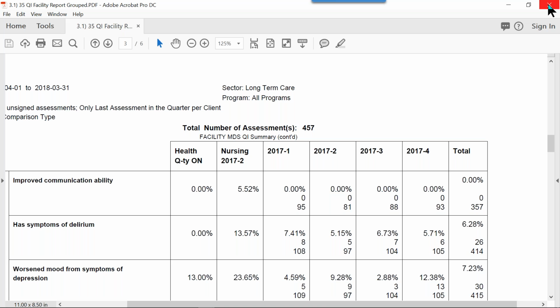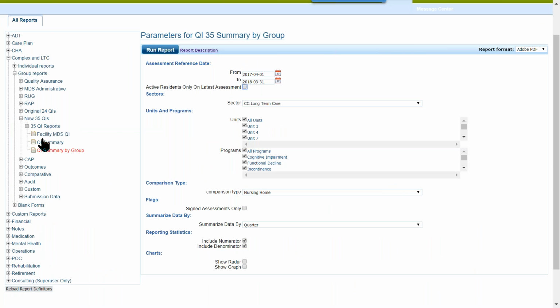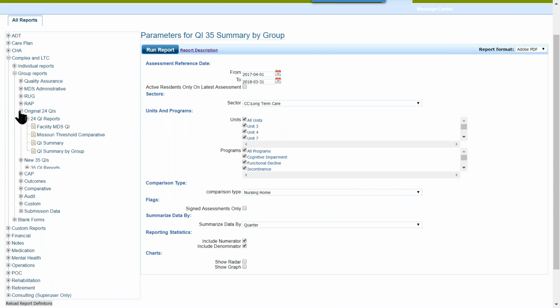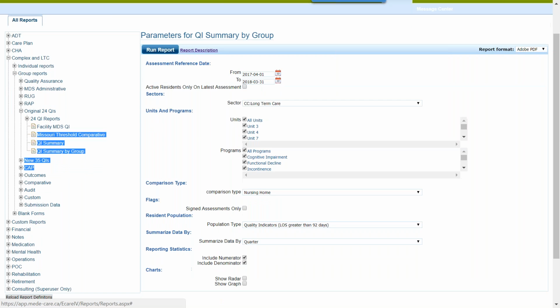All right, so we've gone through the 35 QIs. Let's just flip back to our system. And I mentioned to you that the 24 QIs, you can see the setup is identical. There's a few extra added features, but basically this report is identical to the 35. This QI summary report is identical. This summary by group is identical, okay? So those are just the same formatting.